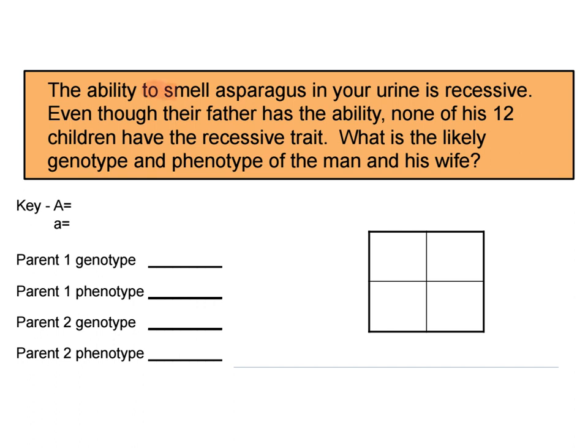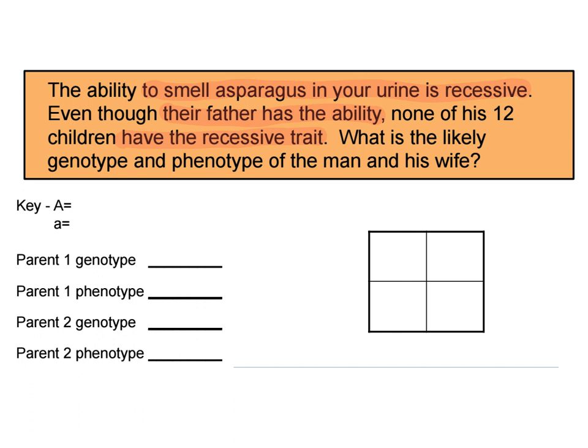The ability to smell asparagus in your urine is recessive. Even though their father has the ability, none of his 12 children have the recessive trait. What is the likely genotype and phenotype of the man and his wife?